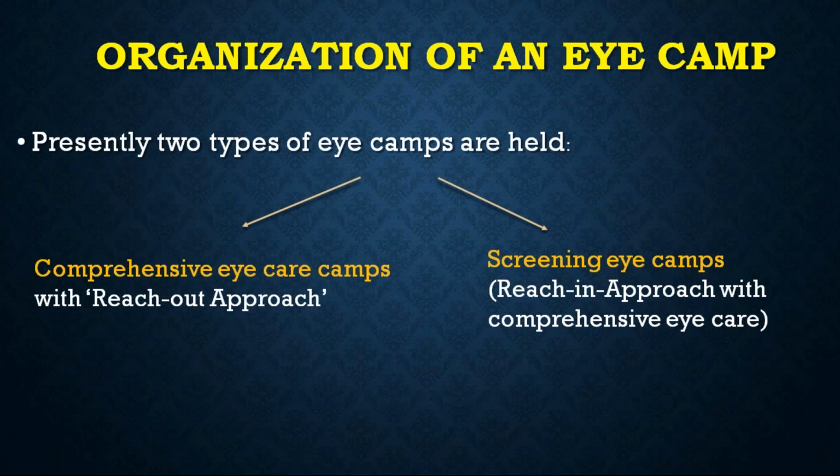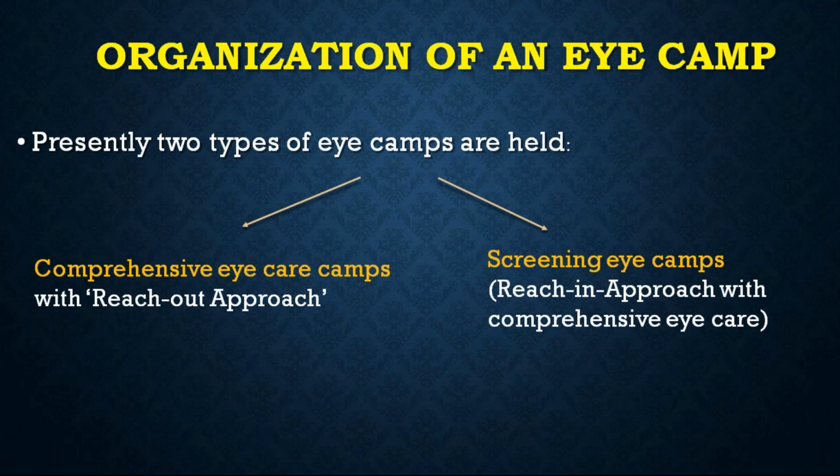Presently, there are two types of eye camps: comprehensive eye care camps with reach out approach, where we go out to the patient, set up a camp, screen the cases, and do surgeries.